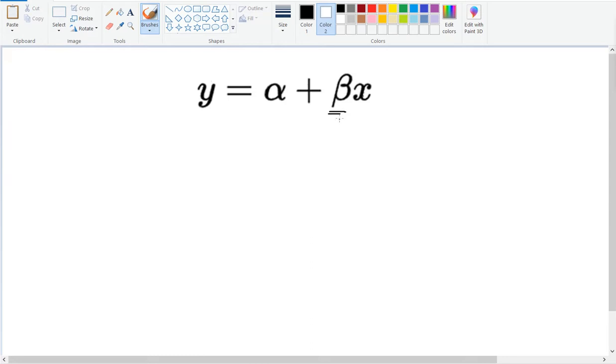Beta here, if beta is 0, then it won't matter. X can double, triple, quadruple, whatever it is, but y will not change, because whatever change happens in x, it'll be multiplied by beta, which is 0. Therefore, y will not change according to x.